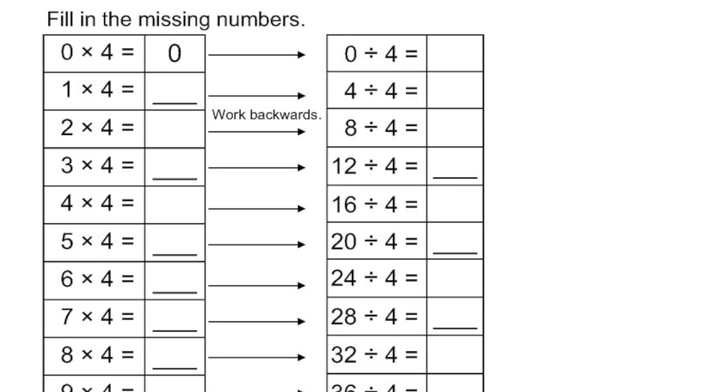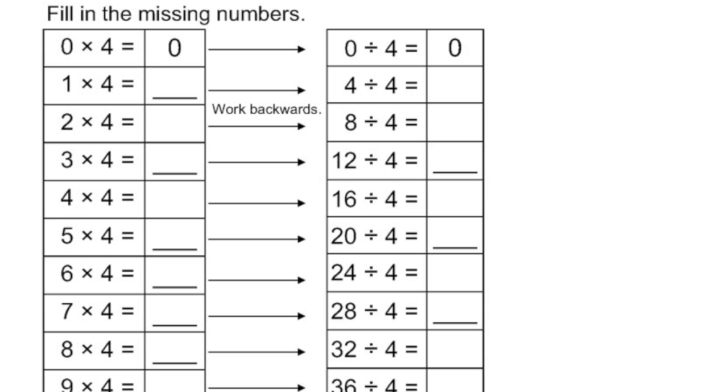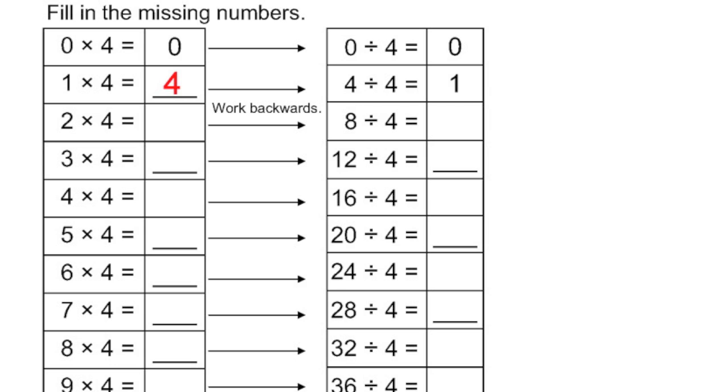Moving on down to fill in the missing numbers. We all know that 0 times anything is going to be 0, so 0 times 4 is 0. So then 0 divided by anything is also going to be 0, so 0 divided by 4 is going to be 0. No problems there. So then next, I have if 1 times 4 is equal to 4, then 4 divided by 4 is equal to 1. Again, just like the fact family like we had above in the example.